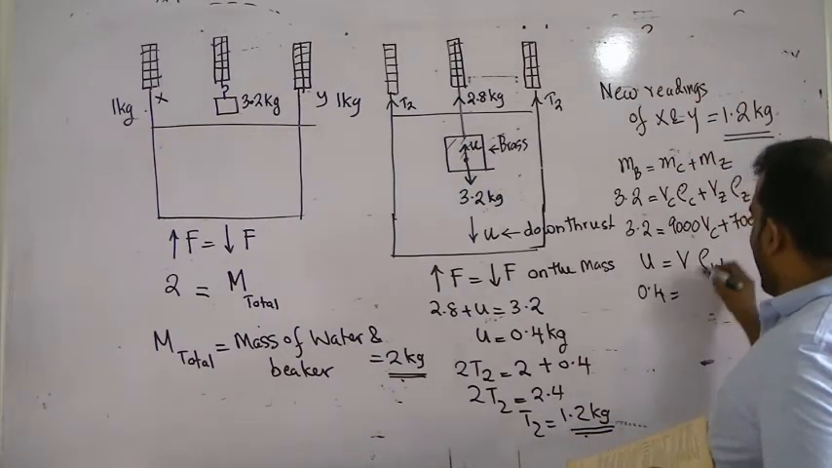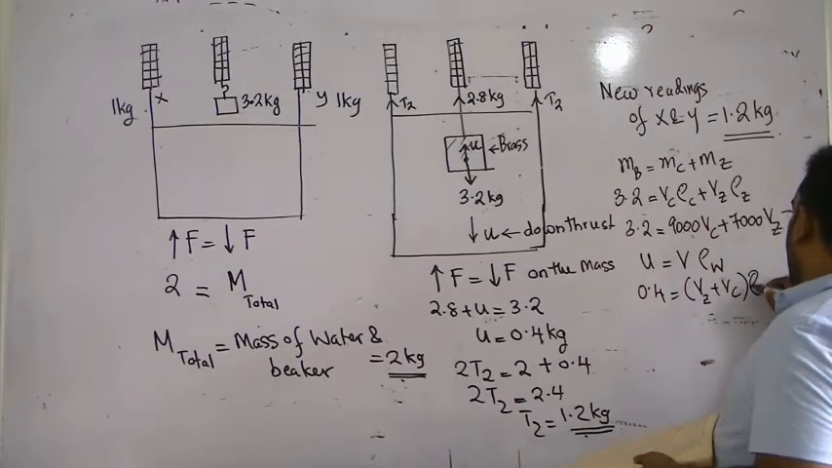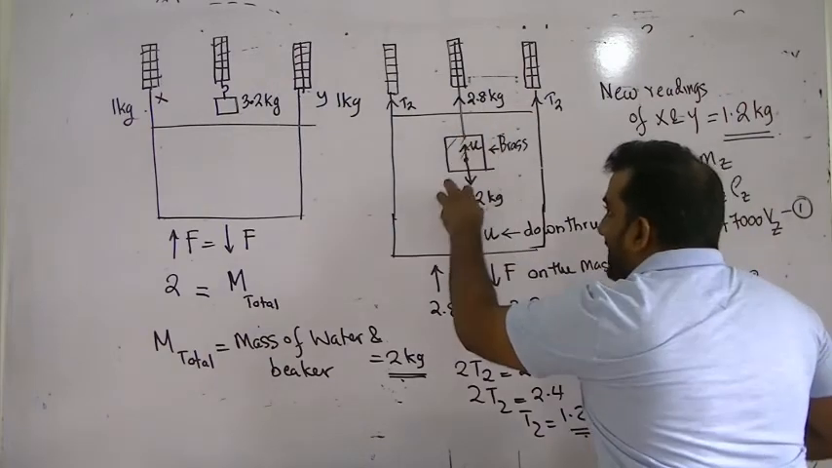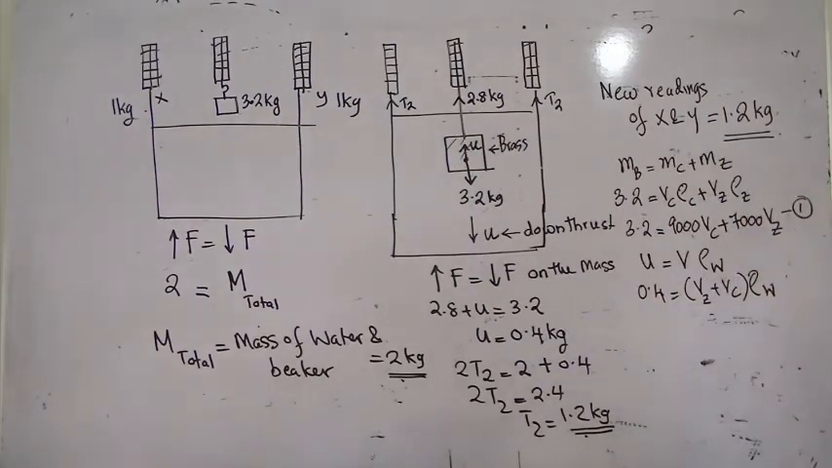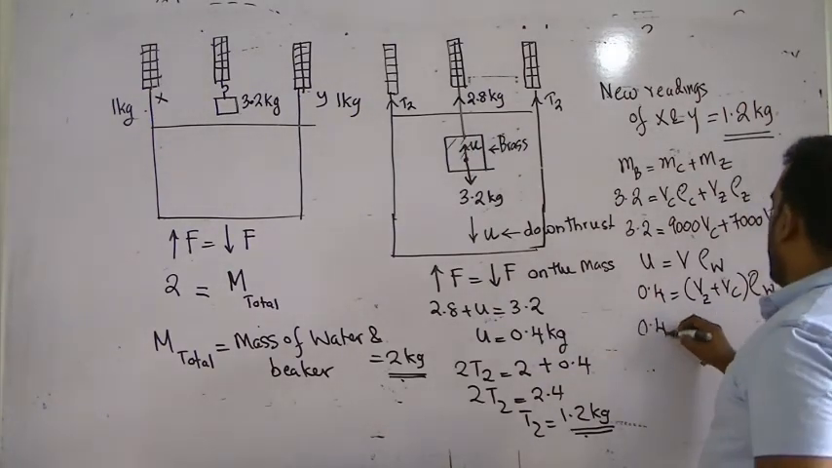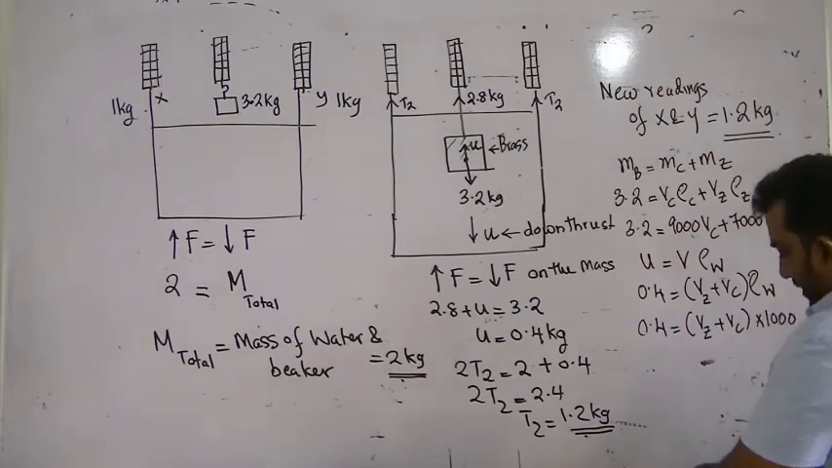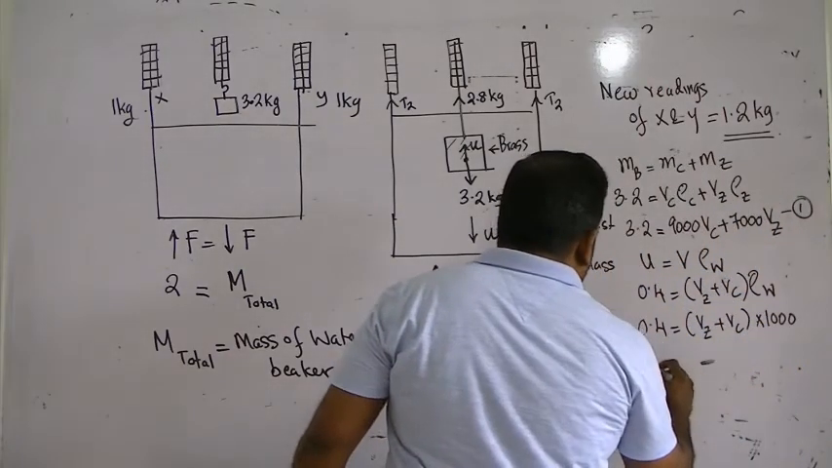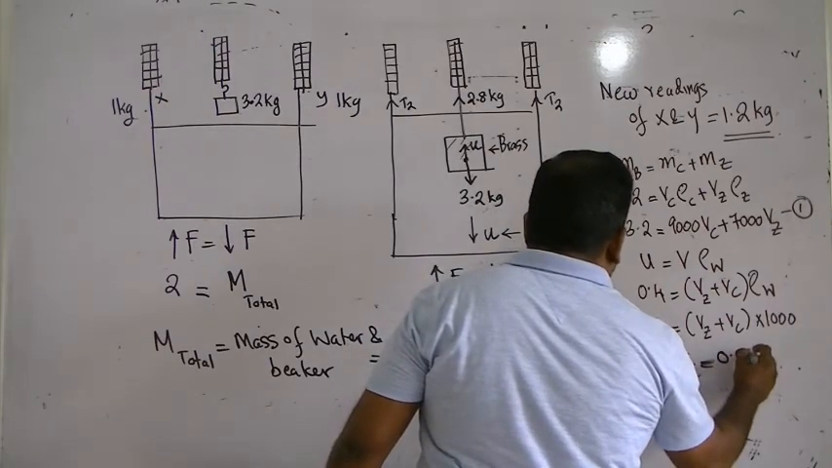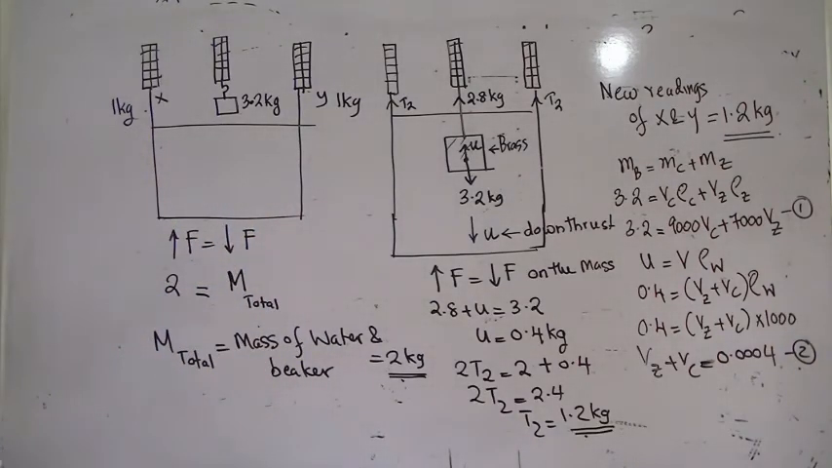Upthrust is 0.4. The submerged volume is the volume of zinc and the volume of copper. Why? This full mass has copper and zinc, so the total volume is the submerged volume. Be careful. 0.4 equals volume of zinc plus volume of copper, times the density of water, which is 1000, given. So volume of zinc plus volume of copper is 0.0004. Equation number 2. Understood?